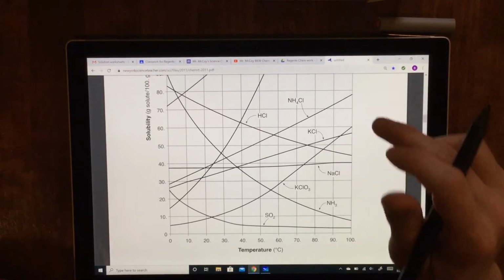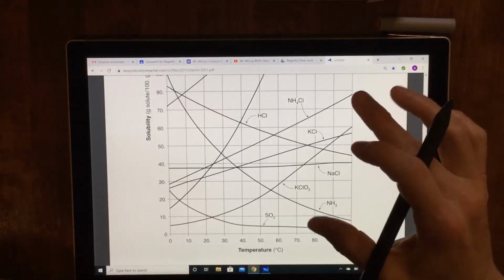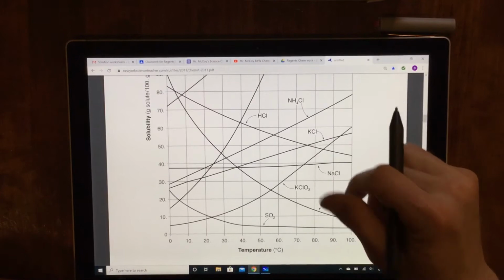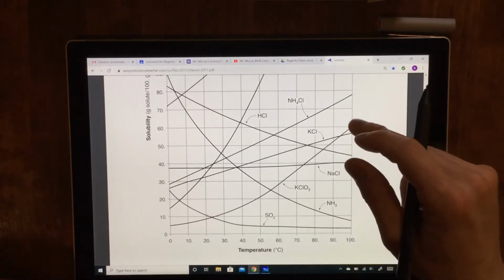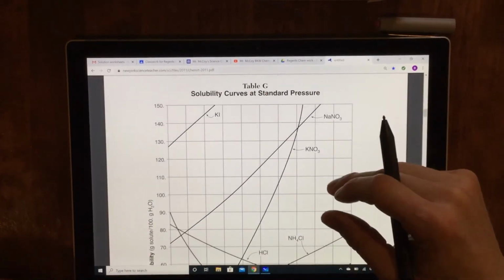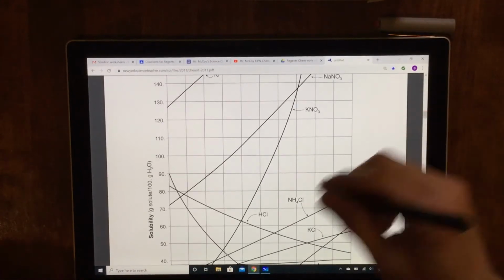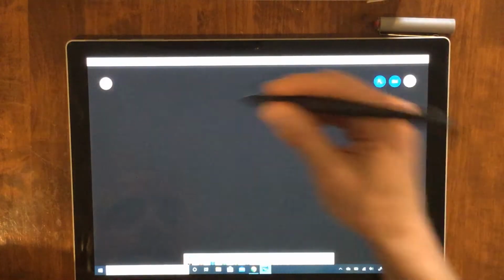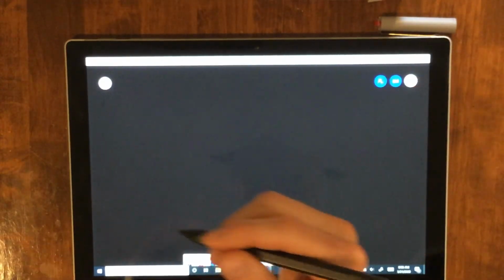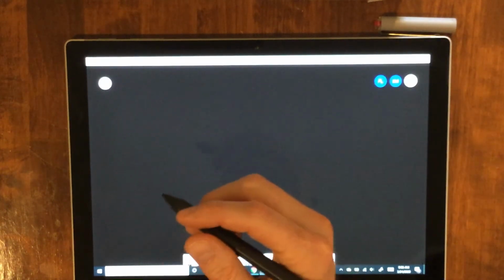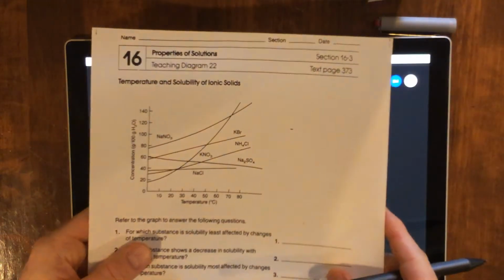So anyways, there are 3 things I want to teach: unsaturated, saturated, and supersaturated solutions, and using table G. I'm going to go to the whiteboard, give you the definitions, and then we'll go back and use table G, and I'll talk a little bit about this worksheet. All right, here we go.